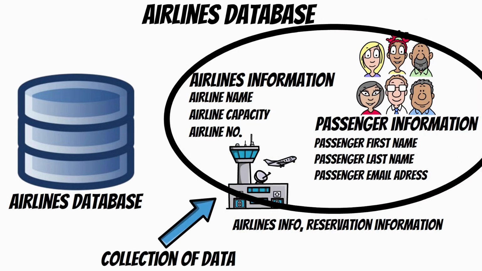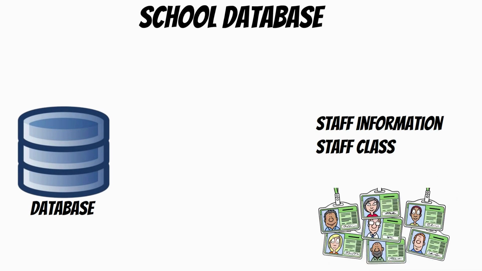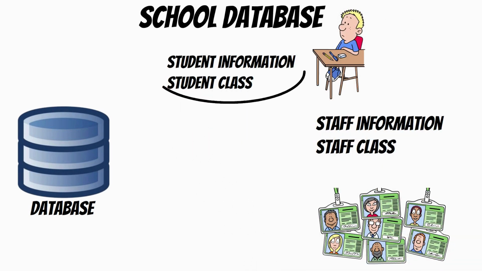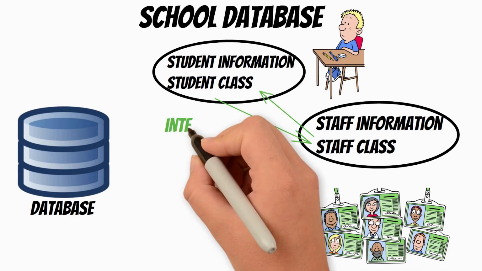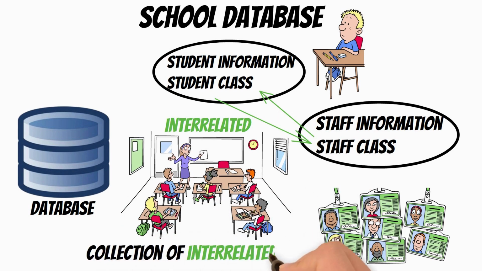Now, let's go back to our school example. If you want to know which teacher teaches which class and which students are in each class, you can see that the data is connected or interrelated. So, a database is essentially a collection of interrelated data.